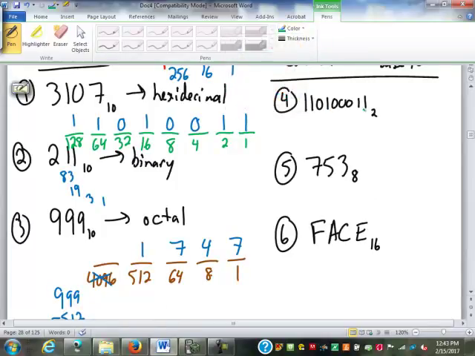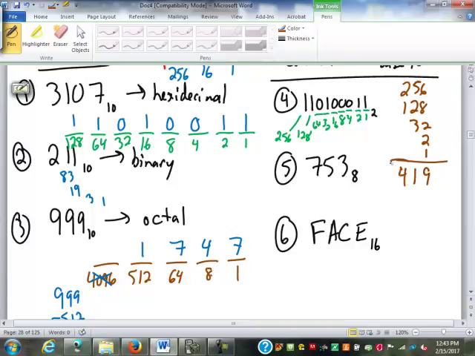For this one now, we got to remember this is the 1s, the 2s, the 4s, the 8s, 16s, 32s, 64s. That's the 128s, and that's the 256. So there's a 1 in the 256. There's 1 in the 128. There's 1 in the 32. There's 1 in the 2, and there's 1 in the 1. Yep, 419. Perfect.